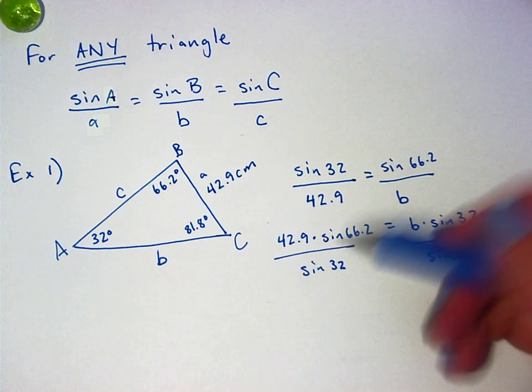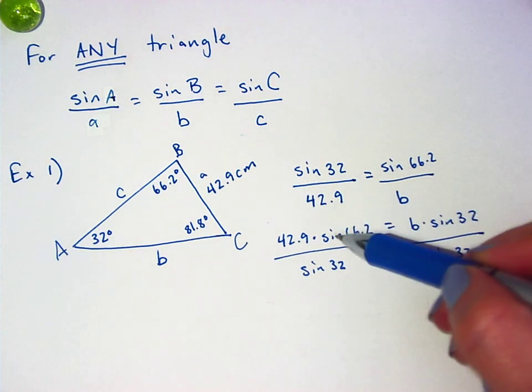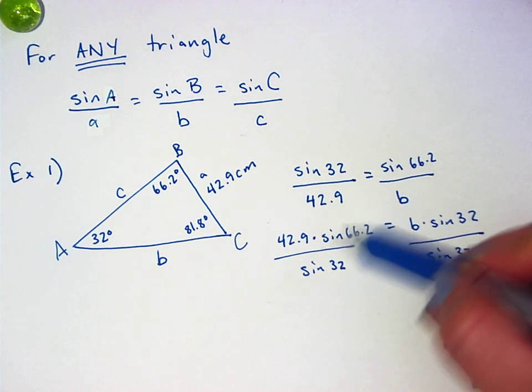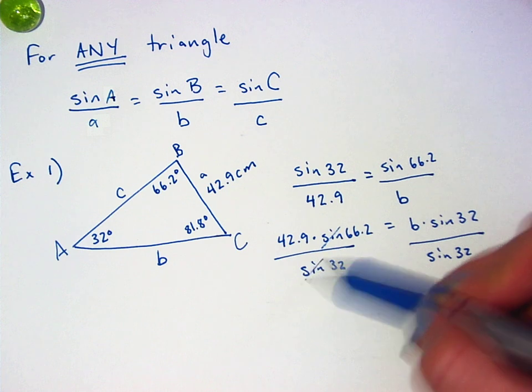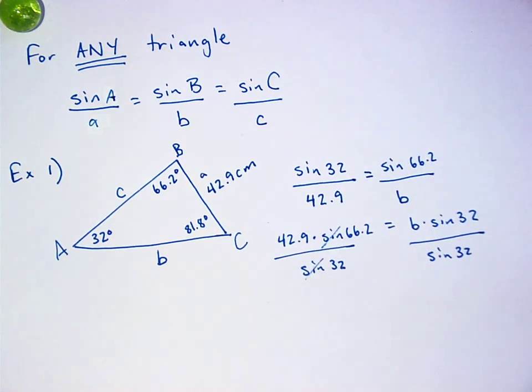I saw a kid once who did this. They were like, well, I'm going to cross out the word sine on top here and the word sine down there, and then I'll just take 42.9 times 66.2. But that is the sine of 66.2. It's like they're together. So you can't just cancel that word out.